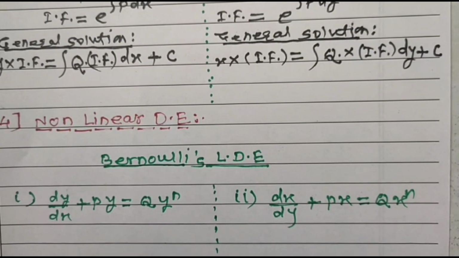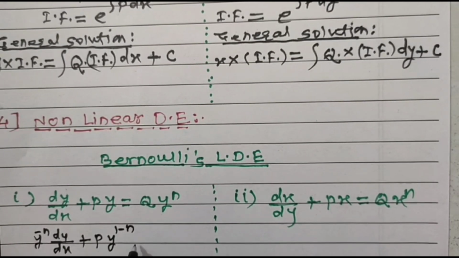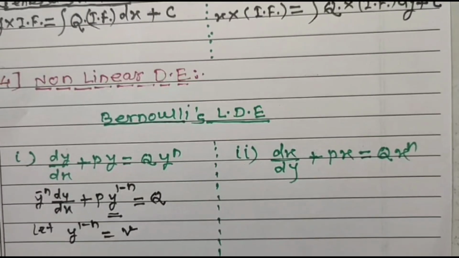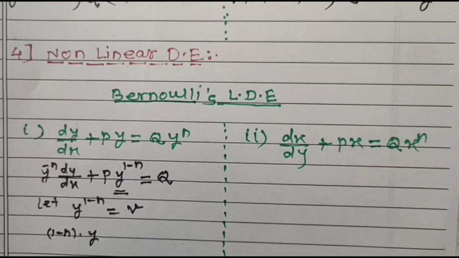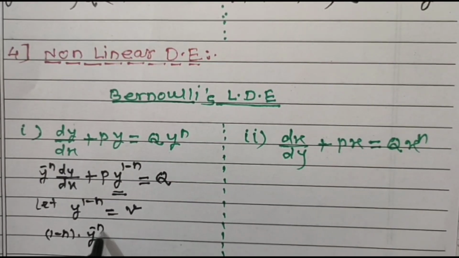Then this differential equation becomes y to the power minus n dy by dx plus p into y to the power 1 minus n is equal to q. Let y to the power 1 minus n be equal to a new variable v. Now differentiate this with respect to x. 1 minus n minus 1, that means minus n only.